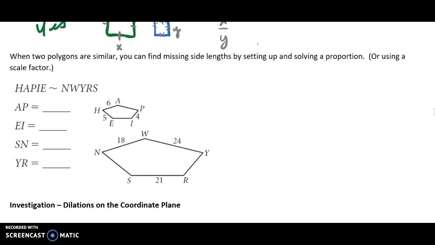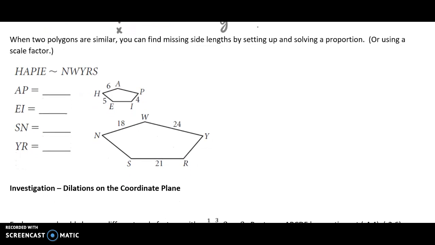Then one more thing I want to take a look at before I see you in class next is when two polygons are similar, you can find the missing side lengths by setting up and solving proportions or using scale factors. So again, these problems can be approached in many different ways. The most important thing is to figure out who corresponds to who. Now, this is a pretty easy example I gave you because the pentagons are oriented the same way. But once things are rotated or flipped around, reflected, you just have to pay attention, right?